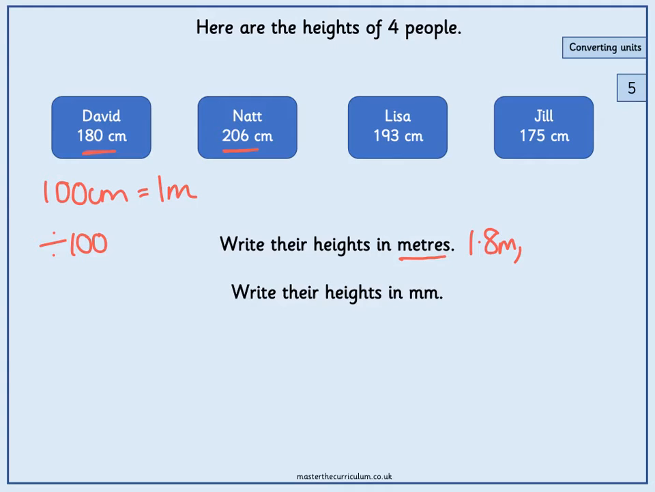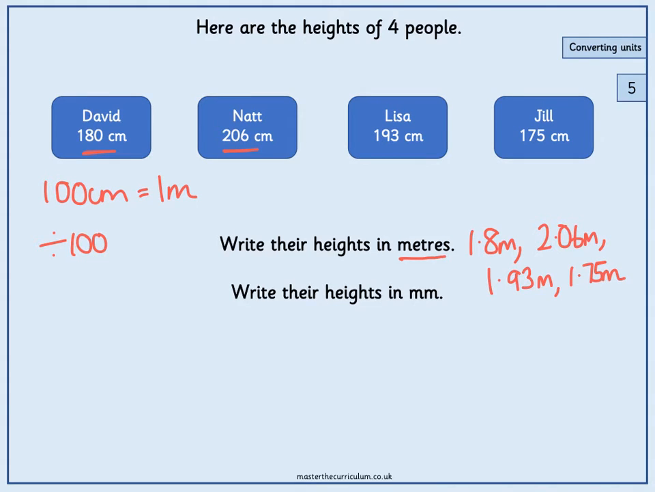Nat, 206 divided by 100 would be 2.06 meters. Lisa, 193 divided by 100 would be 1.93. Notice that I'm using the measurement each time. It's really important you put the unit of measurement. And 175 would be 1.75 meters.